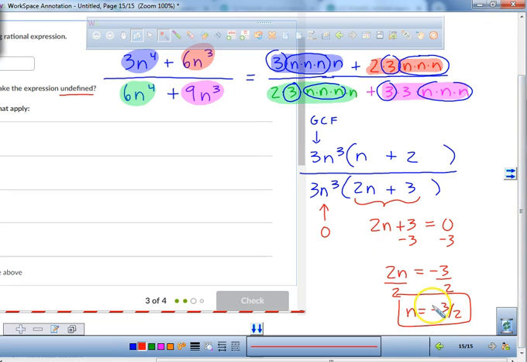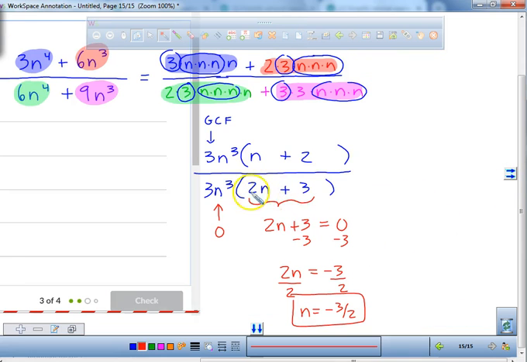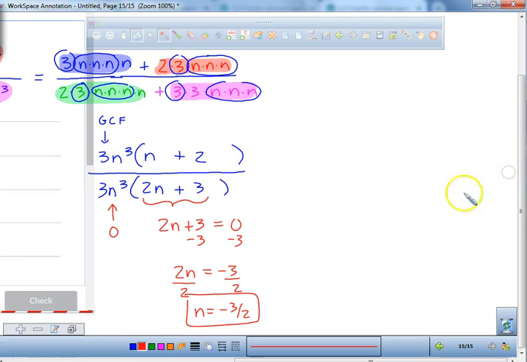Now, I'm going to show you a shortcut. When I see an expression like this, I always do negative this number over this number. So I know it's going to be negative 3 over 2. So we'll do a quick, what if. This is just a what if.